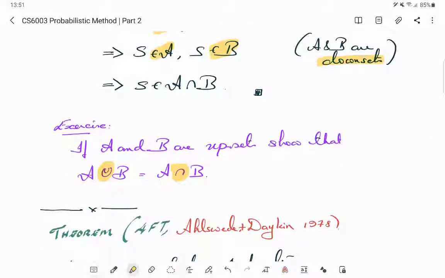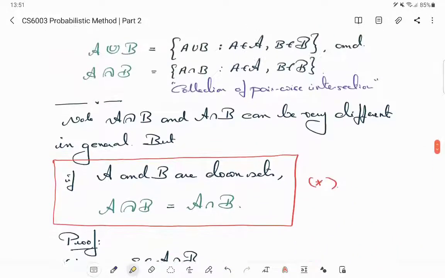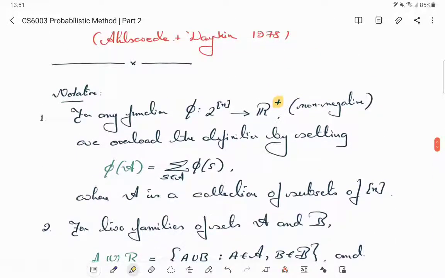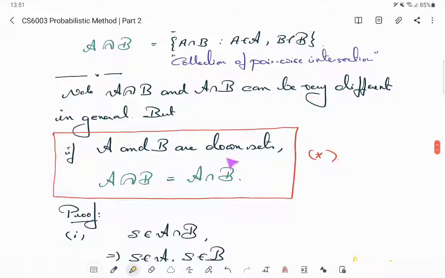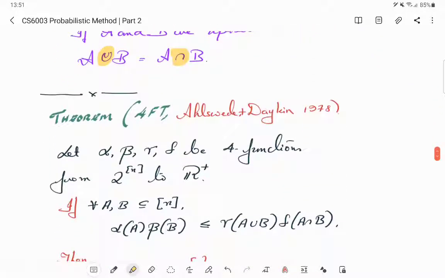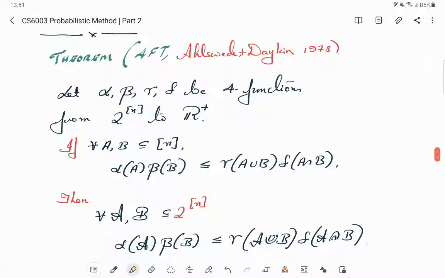Okay, so this is the amount of notation we need to state the four functions theorem. One is this overloading of a function operator, where you define it on subsets, but then extend the definition to a collection of subsets via the usual addition. And secondly, this notion of pairwise intersection family and pairwise union family. And also we need to keep in mind this observation that the pairwise intersection and the classical intersection are the same for down sets. Okay, with this, let's state the four functions theorem, which I'll abbreviate as 4FT, due to Ahlswede and Daykin.